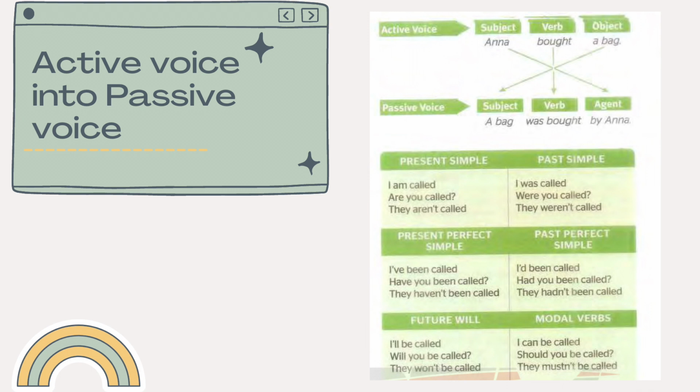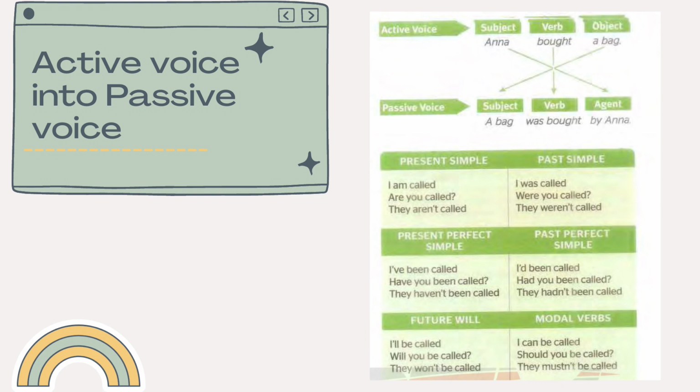Now, take a look at the tenses in the box below. First, present simple. I am called. Are you called? They aren't called. Past simple. I was called. Were you called? They weren't called. Present perfect simple. I have been called. Have you been called? They haven't been called.